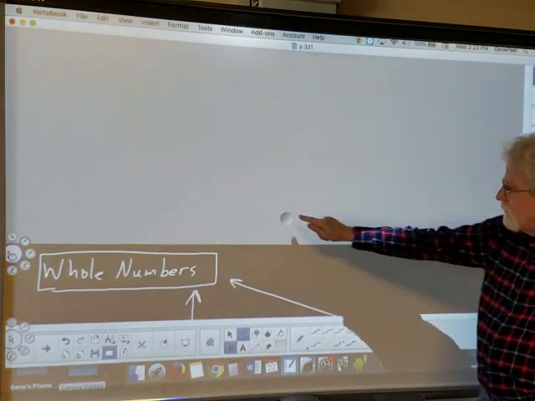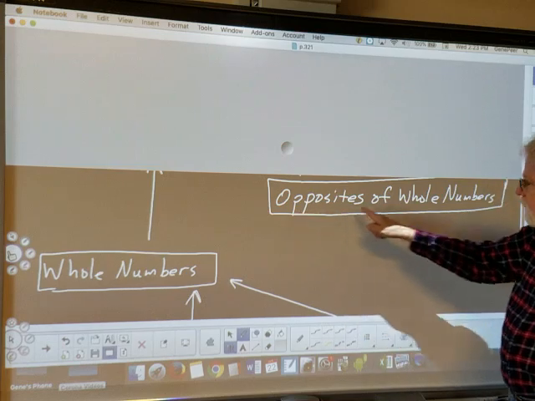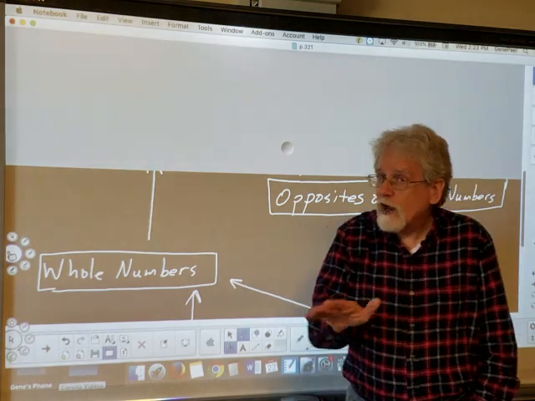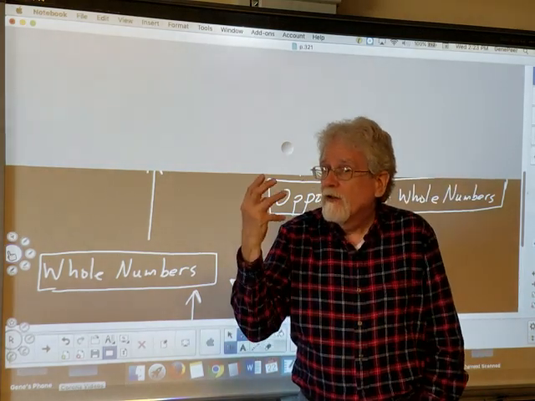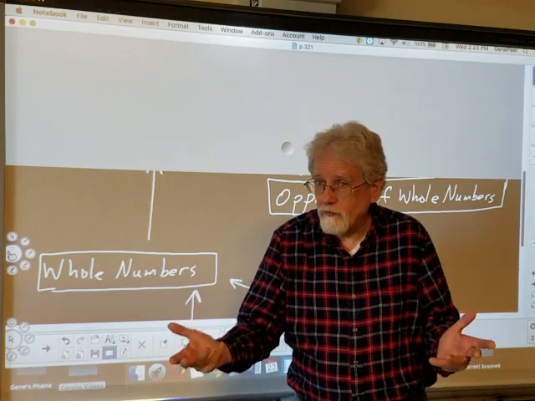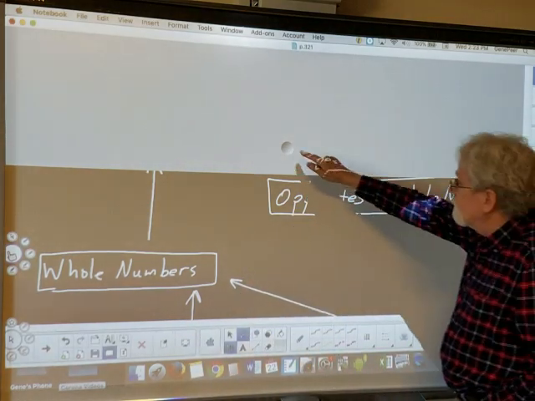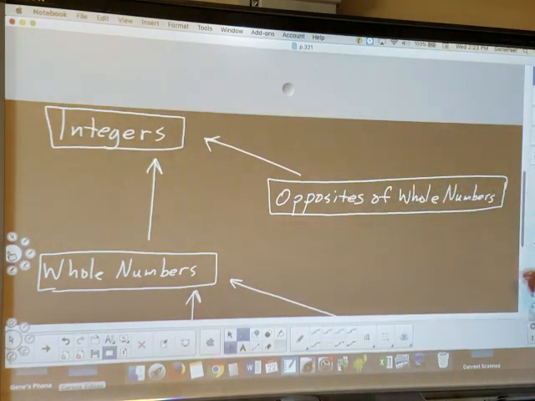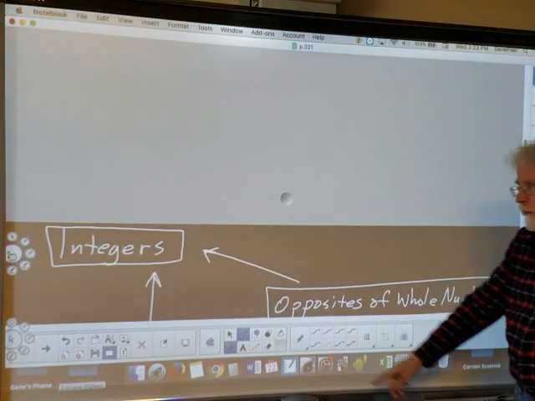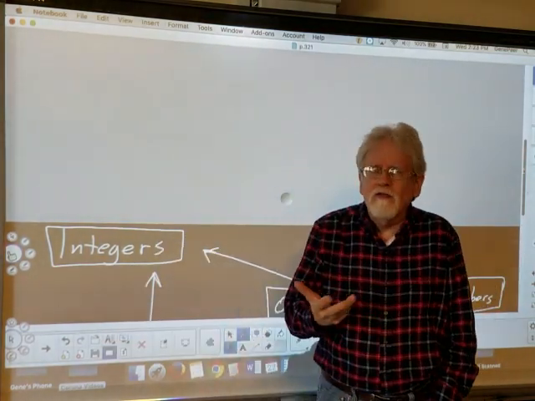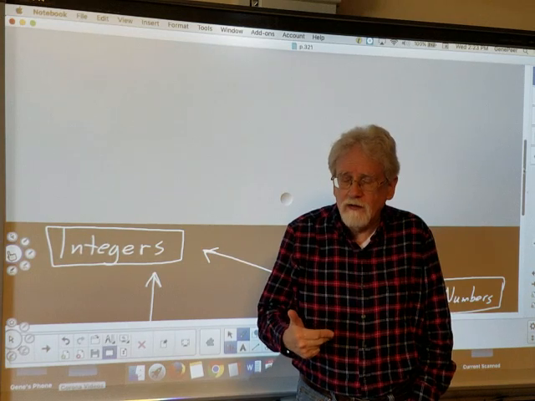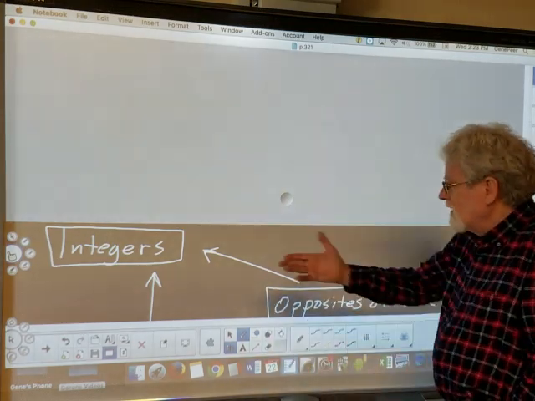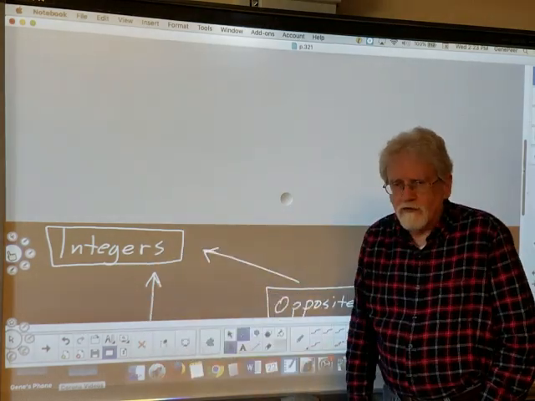Now if we take the whole numbers and throw in the opposites of the whole numbers, so we throw in negative 1 and negative 2 and negative 3, no fractions. Just the whole numbers and their opposites. Then we get that group called, do you remember? Starts with I. We get the integers. Integers include no fractions. Of course, I've always got to be careful when I say that because, for instance, 10 over 5 is a fraction, but 10 over 5 is an integer. It's the number 2. So you understand what I mean when I say the integers include no fractions.